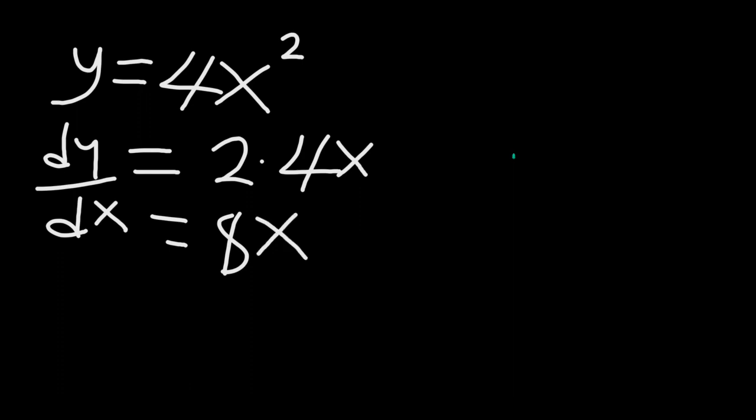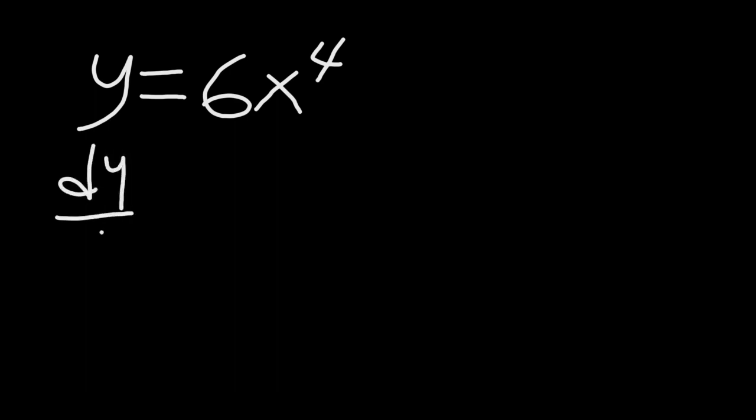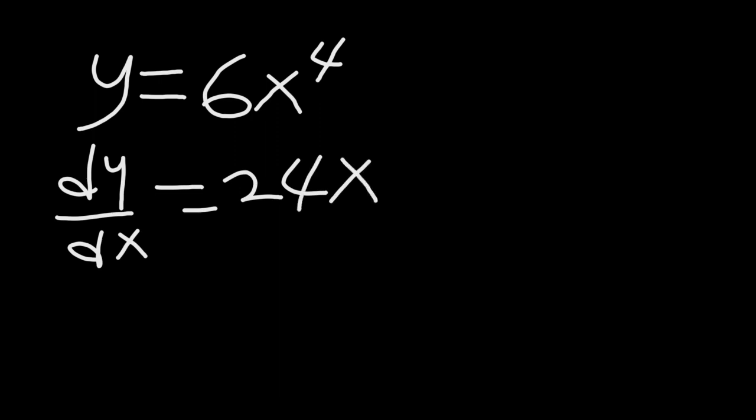Let's talk about the second example. Example 2. Okay. y is equal to 6s to the 4th power. Using the power rule, my dy/dx will give me 4 times 6, 24s, and we subtract 1 from 4. So we have 3.